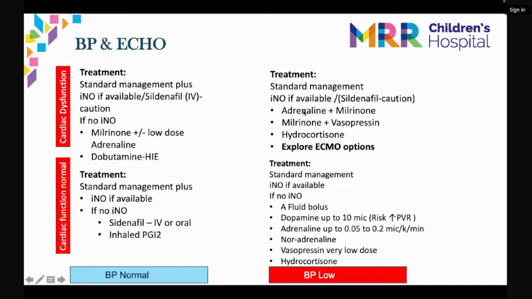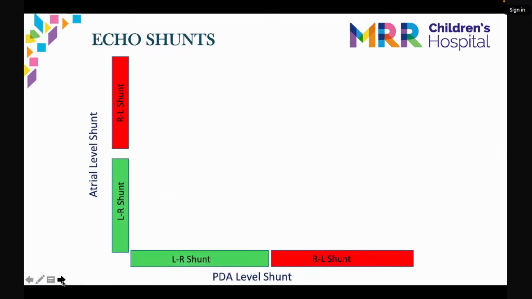But if this heart was already dysfunctional, then I would reduce the afterload. I would not want to worsen the afterload because the heart will have to pump against a higher SVR. So I might use a combination of adrenaline plus milrinone for inotropy and lusitropy for afterload reduction, or a milrinone plus vasodilator, and simultaneously explore the options for VA ECMO. This is also something which we can share as a slide.